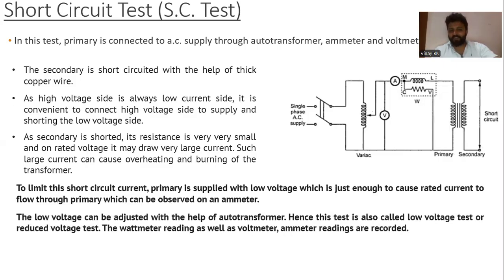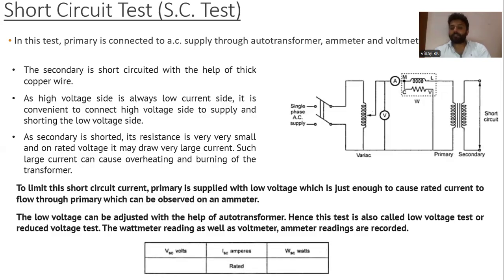Very simple. Hence, the low voltage can be adjusted with the help of an auto transformer. Hence, this test is also called the LV test, that is, the low voltage test or reduced voltage test. The wattmeter reading as well as the voltmeter and ammeter readings will be recorded, that is nothing but VSC, ISC, WSC. So here we are applying rated current with the help of an auto transformer.